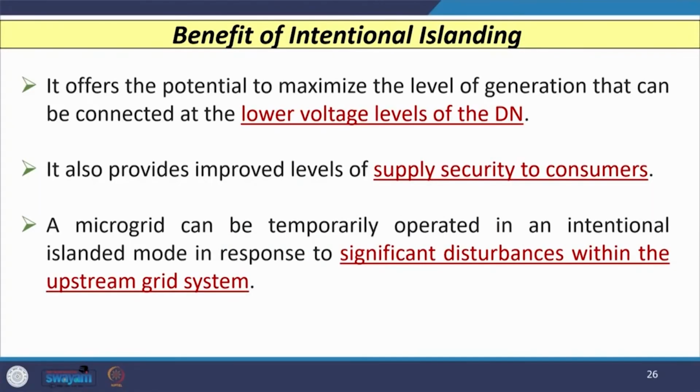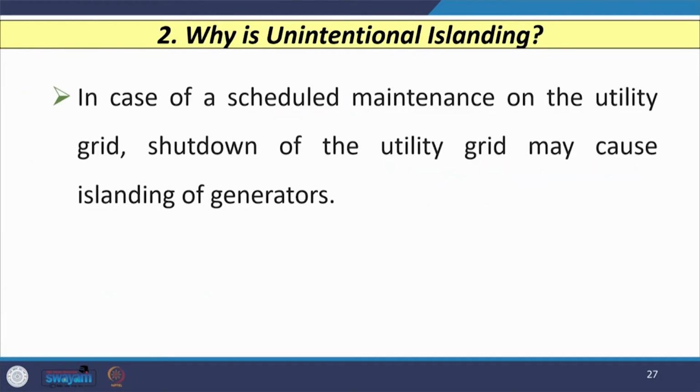And as you know, a benefit of intentional islanding is that it offers the potential to maximize the level of generation that can be connected at the low voltage level of the distribution network. It also provides improved levels of supply security to consumers, and that is why a microgrid can be temporarily operated in an islanded mode in response to significant disturbances in the upgrid system or network. In case of scheduled maintenance, as I told you, the shutdown of the utility grid may cause islanding of generators, and that is why unintentional islanding takes place.